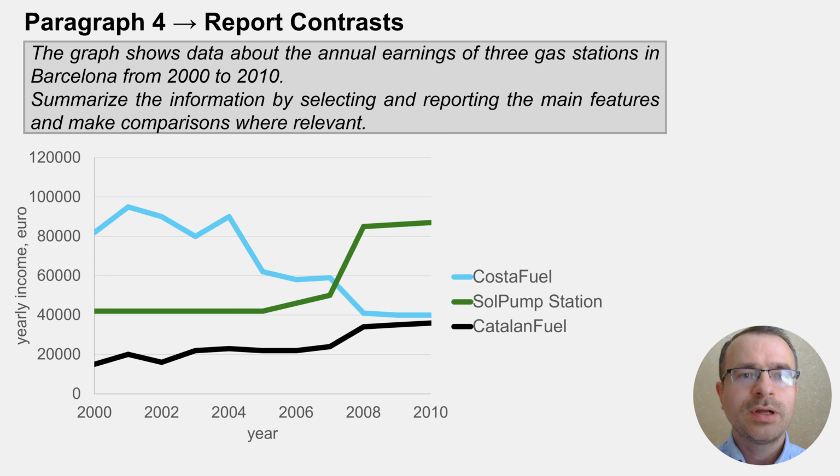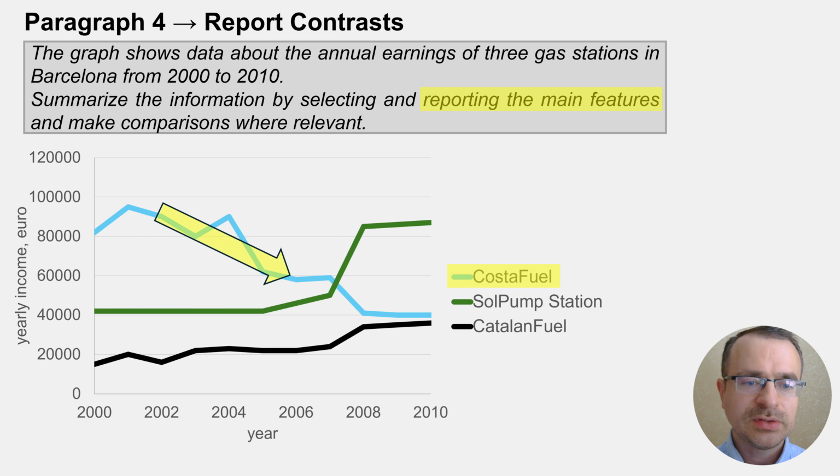In paragraph 4, we're gonna look at the contrast and report it. So at the same time, we need to report the main features. In this case, we're gonna look at the cost of fuel. And as we have noticed, it shows the decreasing trend. So we're gonna talk about how we're gonna split its trend. So in this case, from 2000 to 2004, there are stronger fluctuations. And then there's a more or less gradual downward trend.